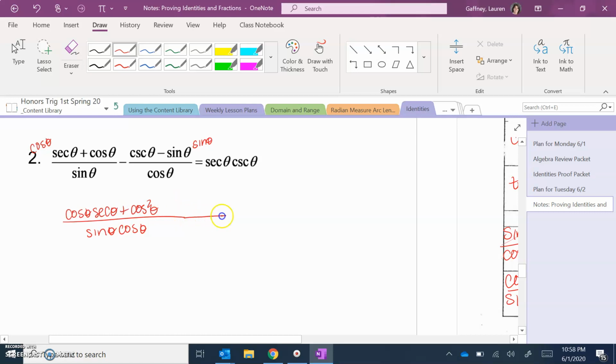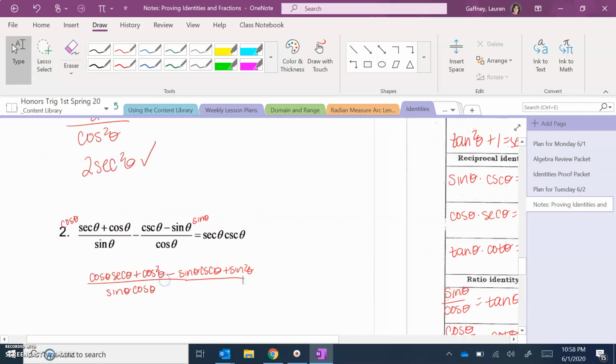Now be very, very careful here with this minus sign. When I multiply this, I'm going to have minus sine theta cosecant theta, but that minus sign needs to distribute to this and this. So this would actually be plus sine squared theta. Okay. From there then, let's see what we can do here.